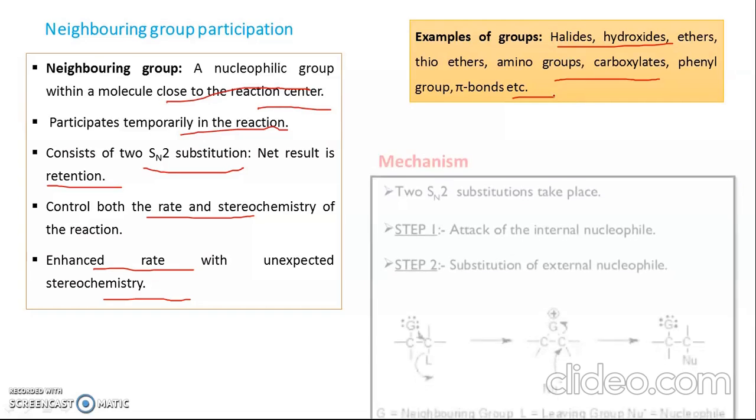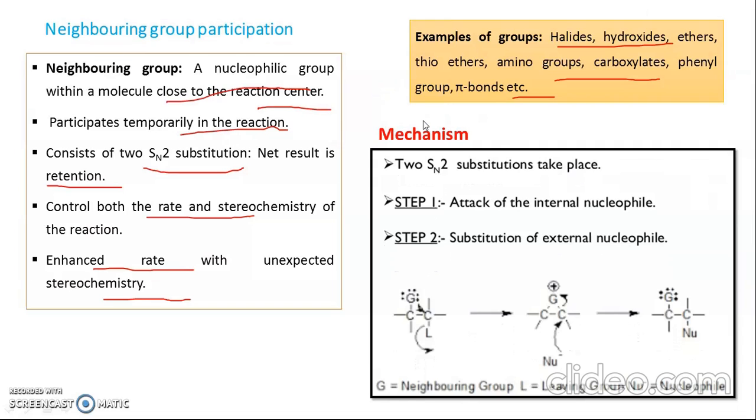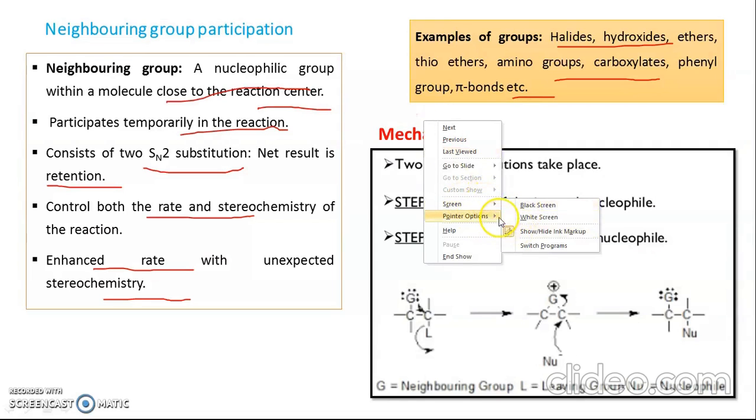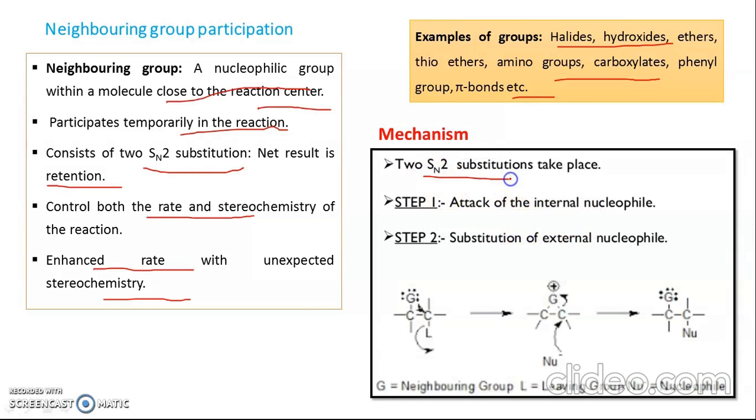Fine. Now see, this is the general mechanism. There are two steps as I have said. In step 1, there is attack of internal nucleophile. So internal nucleophile is actually the neighboring group participation. If you look at this general structure, this is the carbon with which the leaving group is attached, and this is another carbon with which our neighboring group is attached, that is here G. So G is the internal nucleophile. Why? It is attacking this carbon which is carrying this leaving group. So that is why it is internal nucleophile. So this is our first SN2 step.